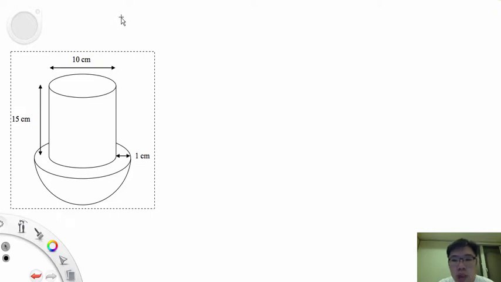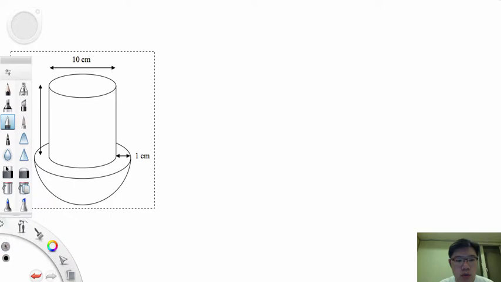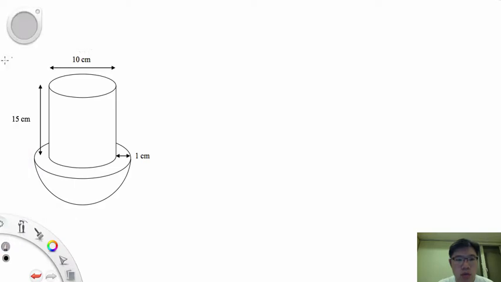Now we'll look at question 6. Question 6 requires you to find the volume of this whole structure. For this case, you see that at the top you have your cylinder.